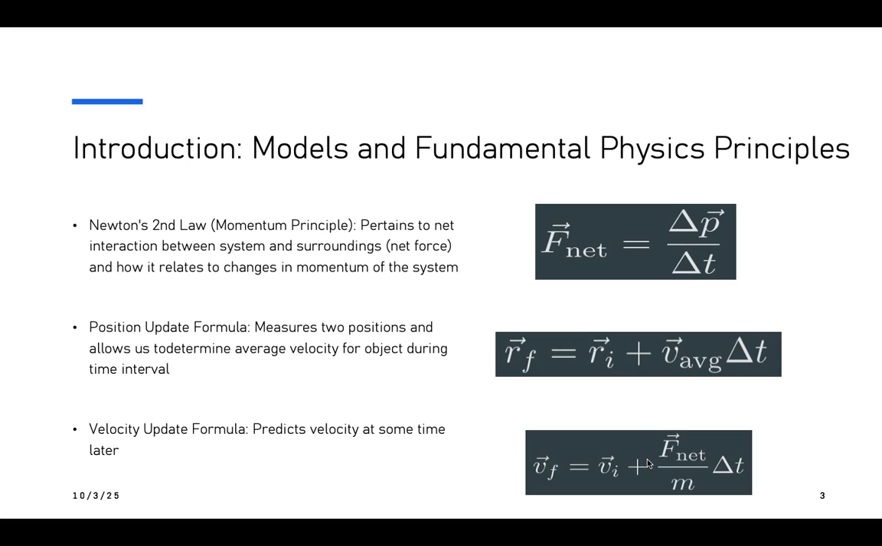Newton's second law, the momentum principle, pertains to net interactions between our system, which is the paper ball, and the surroundings, so our net force, and how this relates to changes in momentum of the system. The formula is change in momentum over change in time.